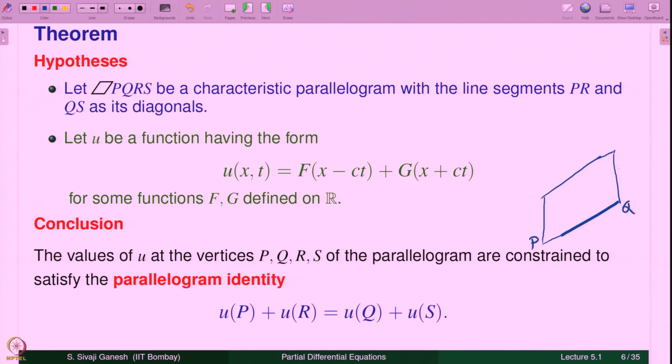So, this is how the characteristic parallelogram looks like. So, u of p plus u of r is equal to u of q plus u of s.